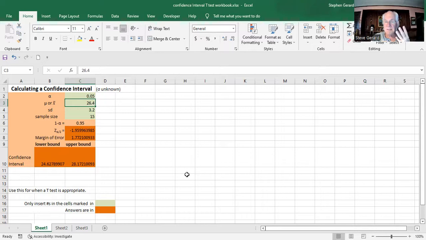Those are the 3 tests. And again, there are 2 tests for comparing means, the t-test and the z-test. If you do not know sigma, the population standard deviation, then you have to use the t-test. If you do know sigma, the population standard deviation, then you can use a z-test. And what you get out of this are confidence intervals. That's the brief, quick and dirty of how to use those 3 worksheets.